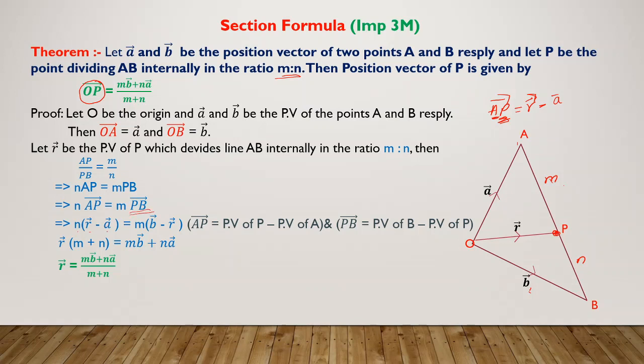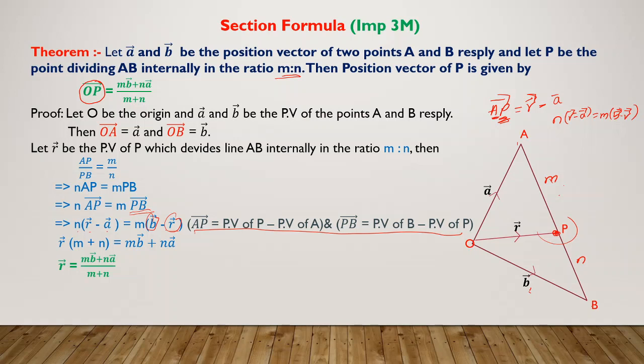into, similarly, vector PB. Here the terminal point is B, so the position vector of B is vector B, minus the initial point P. The position vector of point P is vector R. So this is the way I'm writing. This is the formula which you studied in the previous slide, just 1-2 minutes before, correct? So now just simplify this one. What I got here is N into vector R minus A is equal to M into vector B minus vector R.